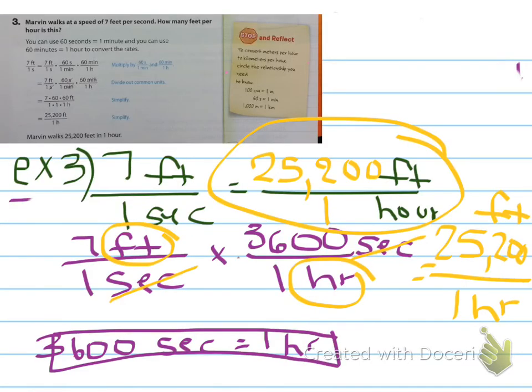Oh, let me look at that stop and reflect. It says stop and reflect. To convert meters per hour to kilometers per hour, circle the relationship you would need. I got to get closer to this because I can't see it very well. All right, so I want to go from meters per hour to kilometers per hour. So I'm going to go from meters to kilometers. So this is what I would need. My meters to kilometers. All right, so let's go to the next screen.